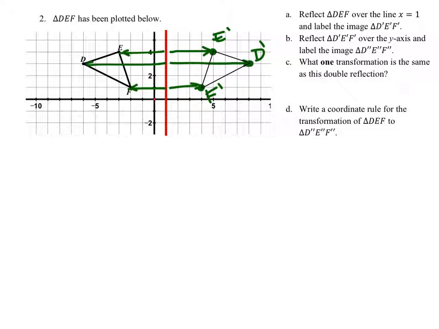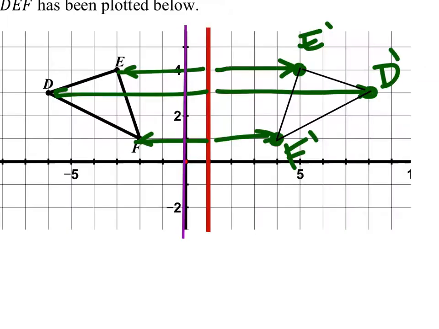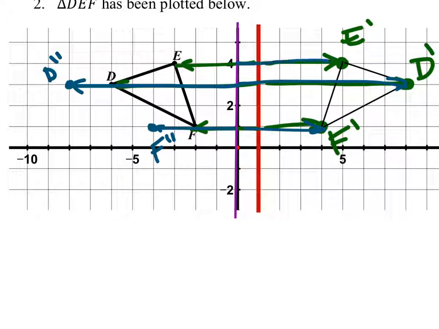So now it wants us to reflect triangle D prime, E prime, F prime over the y-axis and label the image triangle DEF double prime. That is over the y-axis, which we should mark. I marked it in purple right there. So over those green lines, we're going to need more of these. F, for example, is 4 to the right, so F double prime will be 4 to the left, right here. D is 8 to the right, so D double prime will be 8 to the left. And then finally E, which is 5 to the right, so E double prime will be 5 to the left. And let's just connect those. And there we go.